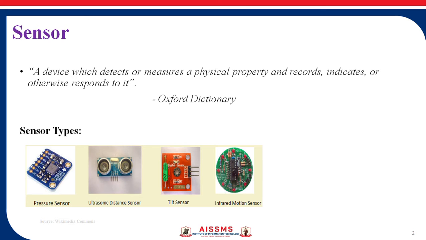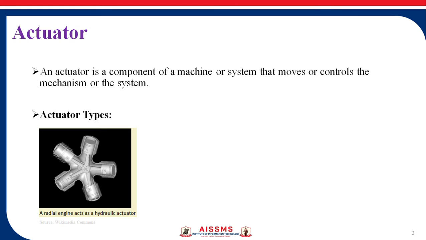Next, we will see what an actuator is. An actuator is a component of a machine or a system that moves or controls the mechanism of the system. So, an actuator is the mechanism by which a control system acts upon an environment. It requires a control signal and a source of energy.